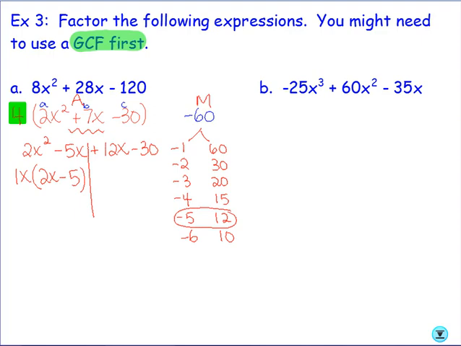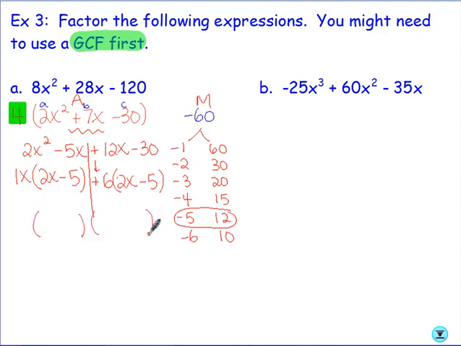What can 12 and 30 both be divided by? Well, that's 6. Bring down my plus sign. 12 divided by 6 is 2. X tags along. Negative 30 divided by 6 is negative 5. Do our parentheses match? Absolutely.